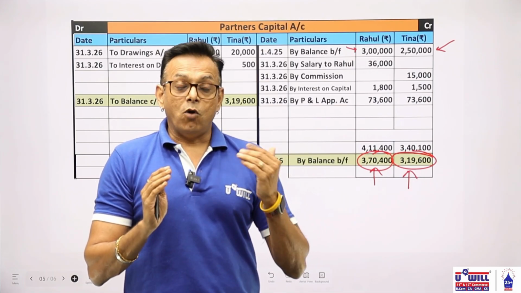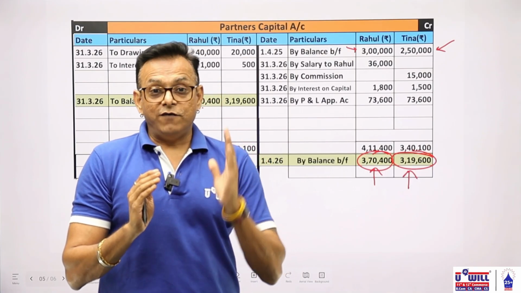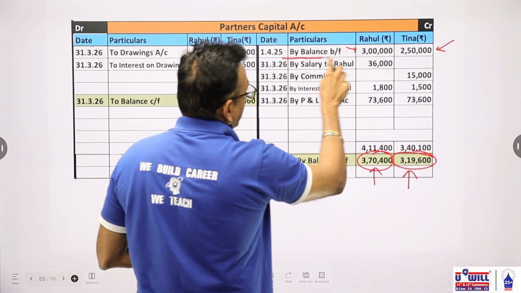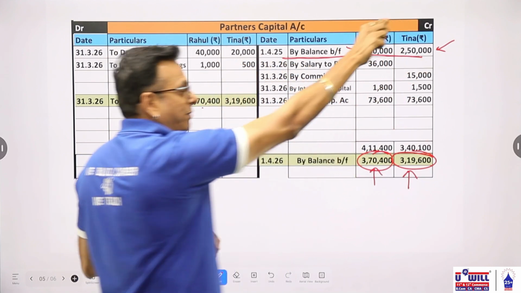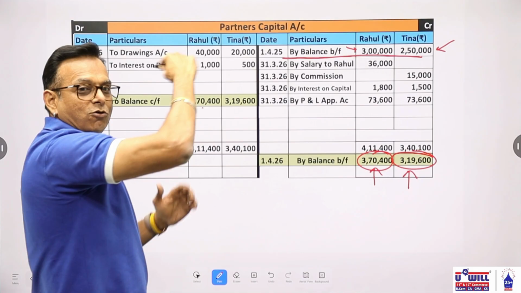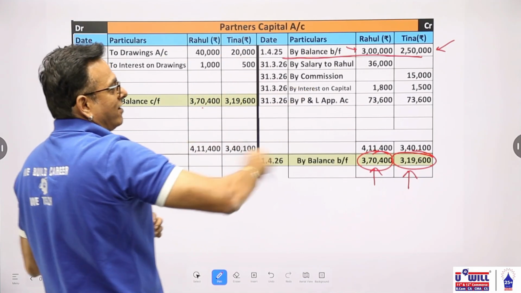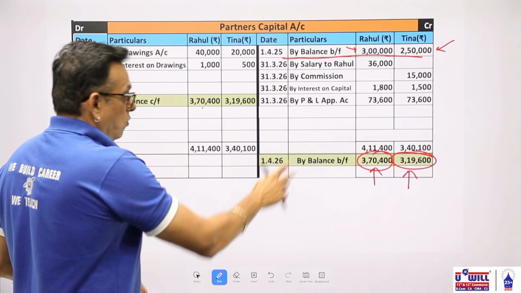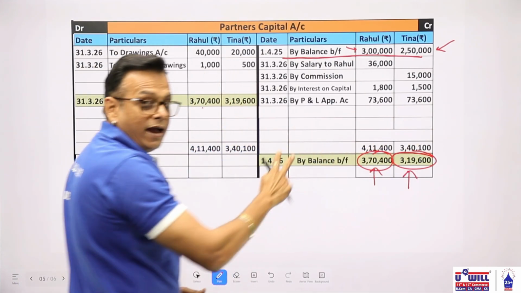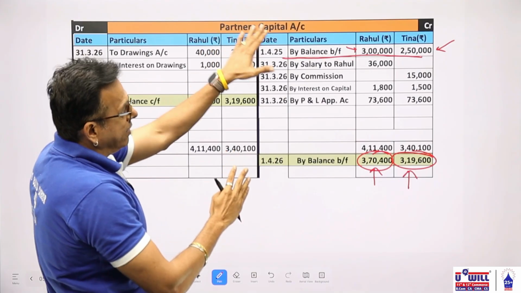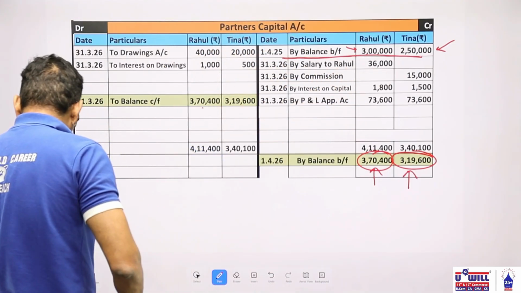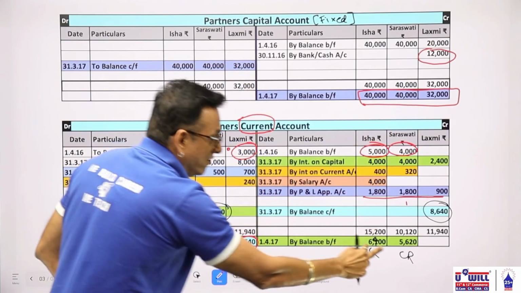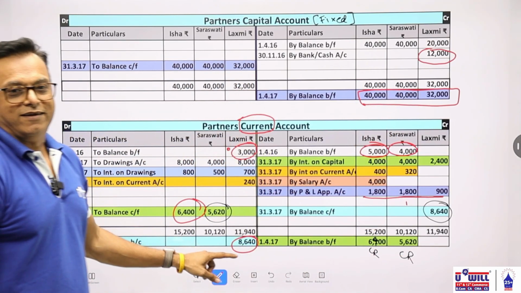But what happens in fixed capital method? We keep both of them separate. We make a separate account where capital only is recorded, and for the rest, everything we make a current account. Now over here these two balances will go to the balance sheet, so there will be only capital accounts of Rahul and Tina, whereas over here these balances will go to the balance sheet and these balances will also go to the balance sheet.